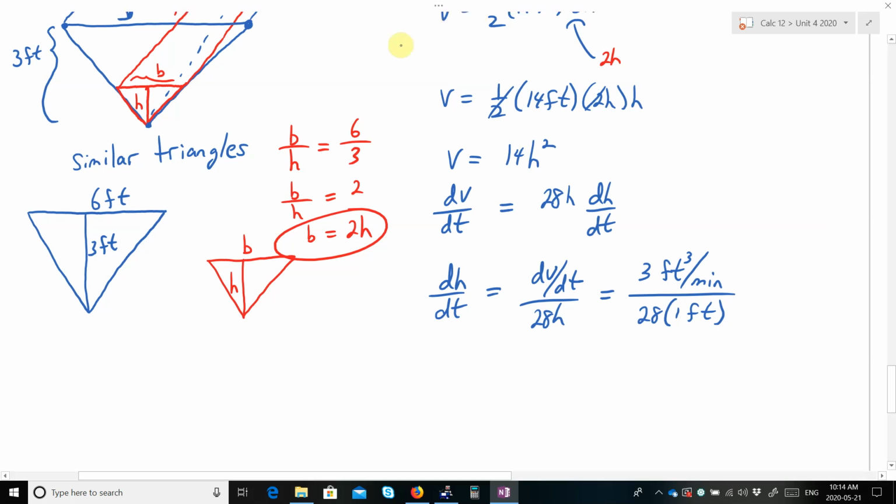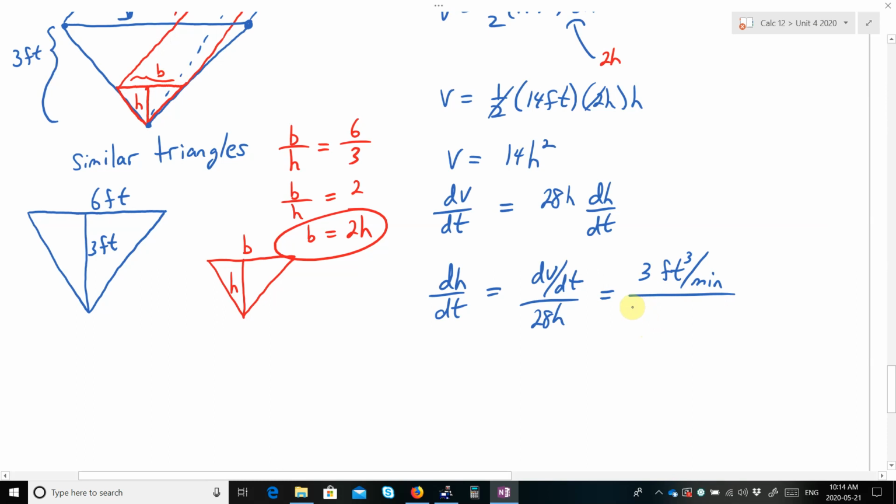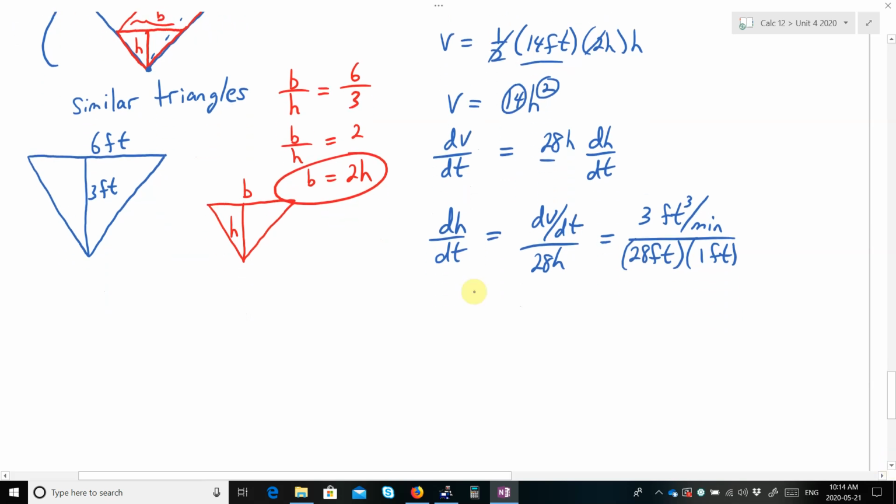Okay, and so here's where the units will come back in. So we've got 28, but notice the 28 came from the 2 times 14, and the 14 was in feet. So the 28 is in feet, and then it was times h, and that was at the instant h was 1 foot. So notice we have feet squared on the bottom. Now this is making sense. Our change in height with respect to time will be 3 over 28, and then it's cubic feet divided by feet squared, so we'll be left with feet per minute.